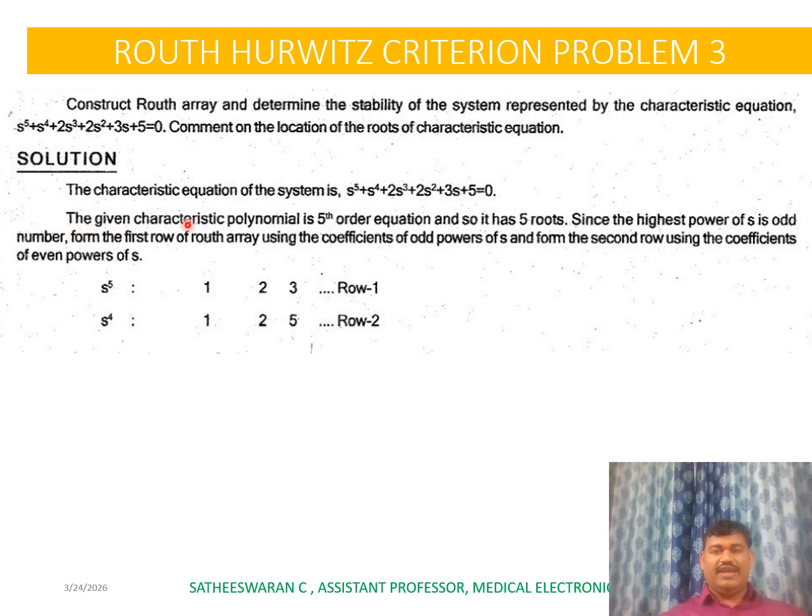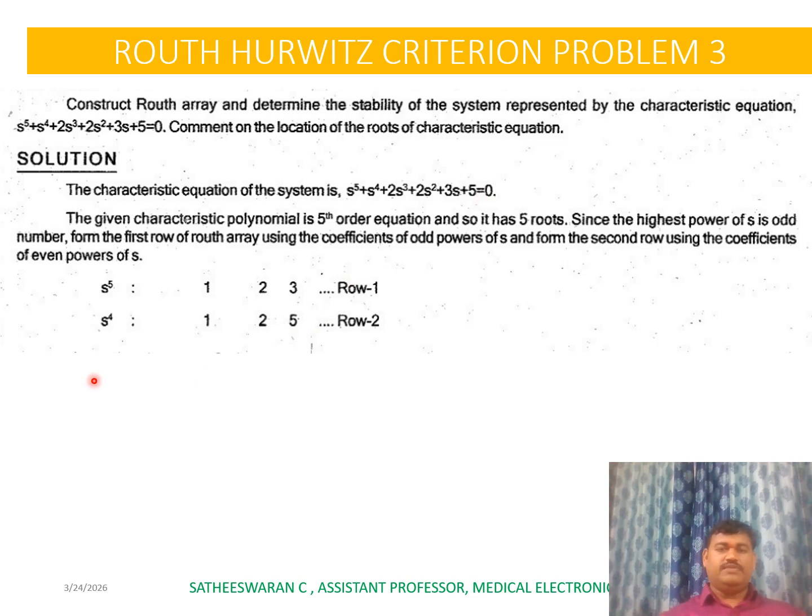The given characteristic polynomial is a fifth order equation and it has 5 roots. Since the highest power of s is an odd number, form the first row of Routh array using the coefficients of odd powers and form the second row using the coefficients of even powers of s. So here 1, 2, 3 and 1, 2, 5.